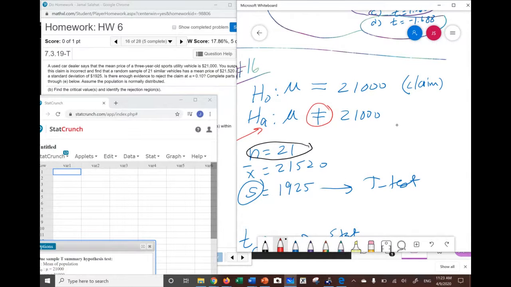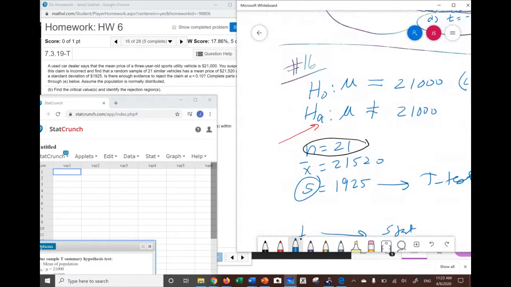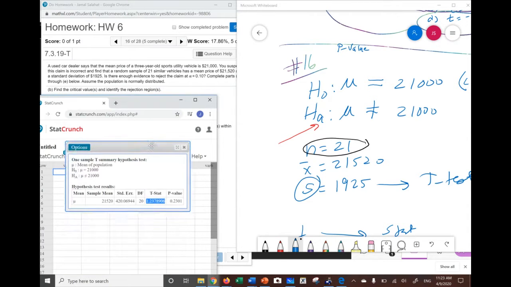Now, if you look at our statement, let me just erase this and rewrite it again. This is our claim. If you look at our statement in here, we got a p-value equal to, and look at the table here. Here's the p-value, 0.2301. And alpha is given in the problem, and it is 10%. We know that this p-value is bigger than alpha.